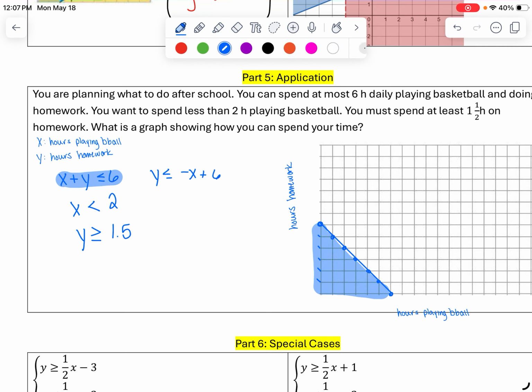All right, that one's good. Then I'm going to do this one in red. So I'm going to go to where 2 is. Broken line. And that says less than, so shade to the left.